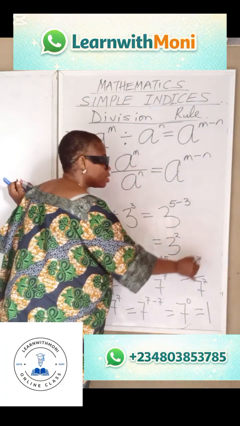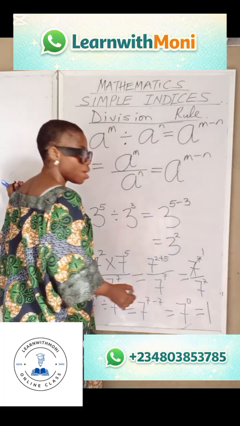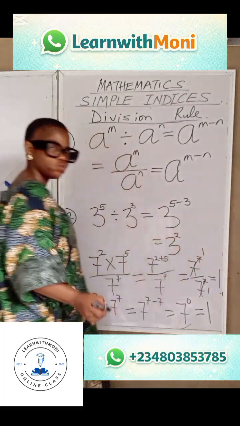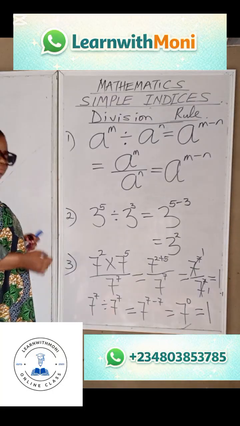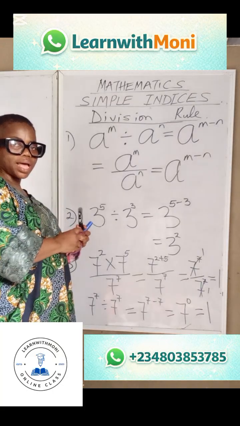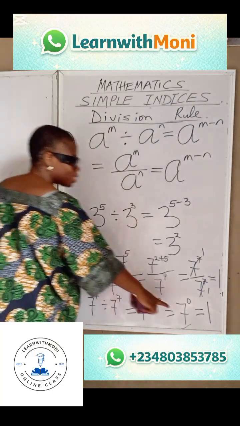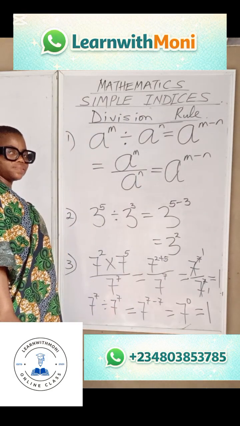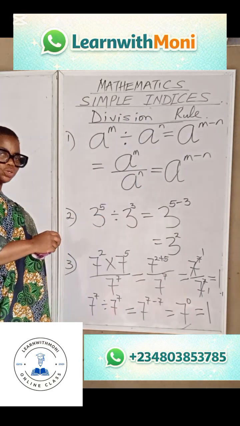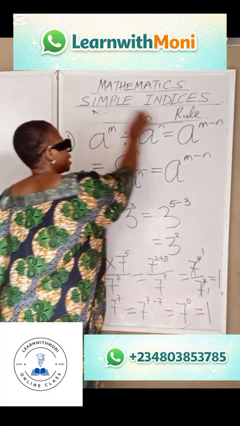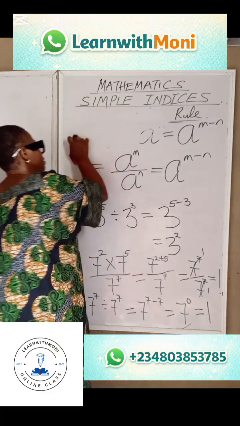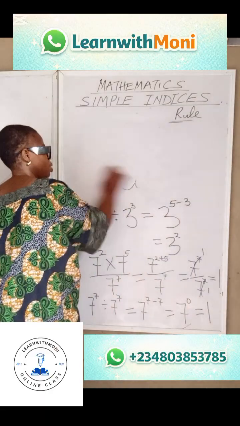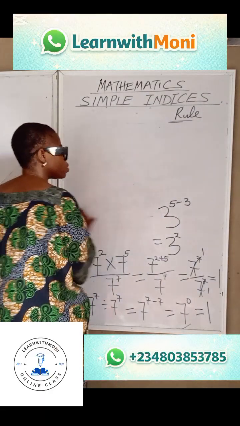Just like I have it here. 7 raised to power 7 here is 1. 7 raised to power 7 here is 1. 1 over 1 is 1. Let us take another law. This has led me to the zero index law, and I will quickly introduce that zero index law. In mathematics, anything raised to power 0 is equal to 1.